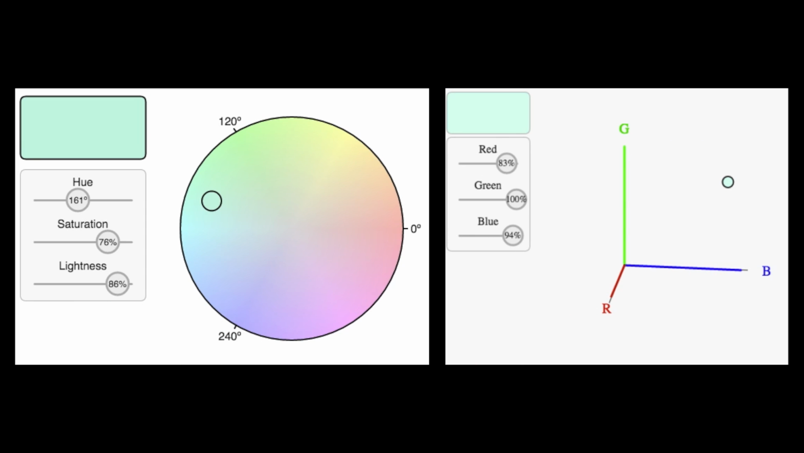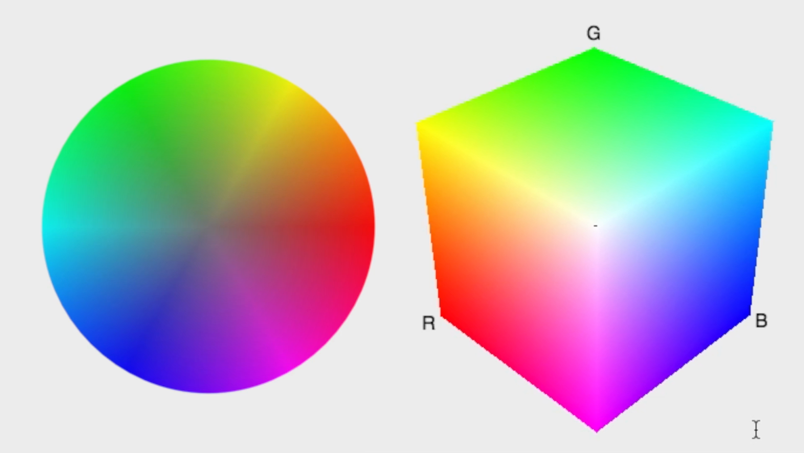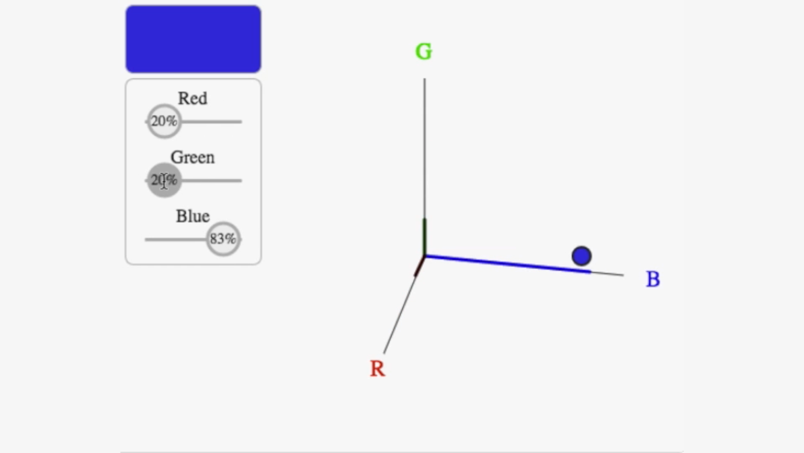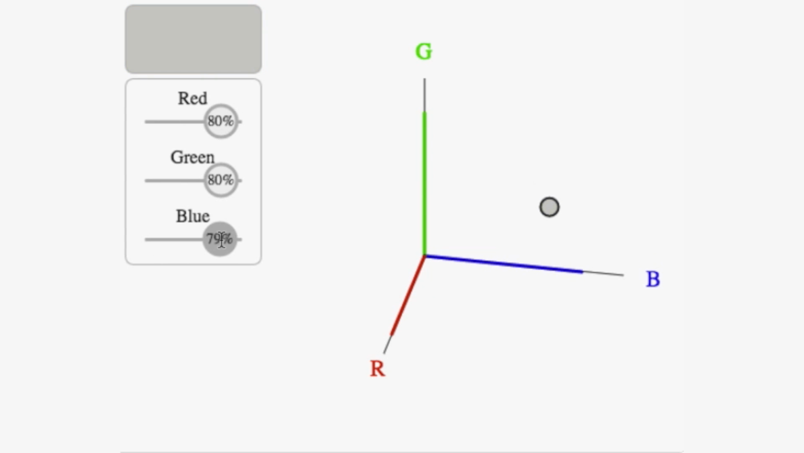First, let's think about how we can go from a 3D cube to a 2D circle. The trick is to think about where the grays are in our color cube. Anywhere in our color cube where the RGB values are equal, we get some shade of gray. For example, 20%, 20%, 20% gives us this darker gray, and 80%, 80%, 80% gives us this lighter gray.